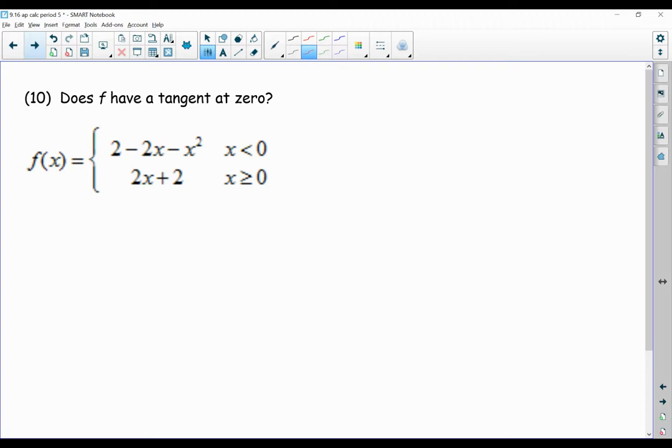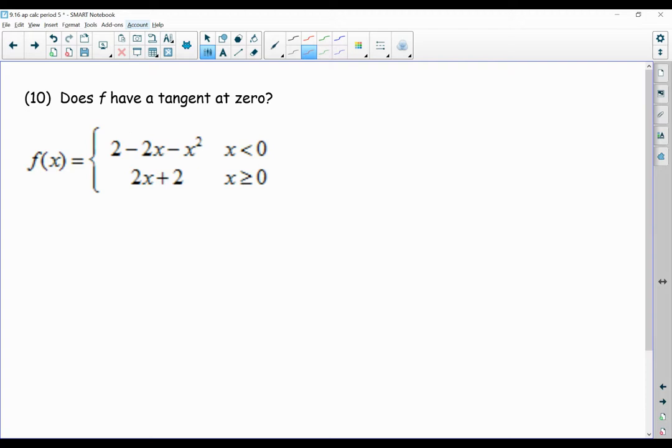Okay, does f have a tangent at 0? First, this is a piecewise function. Here's what I need you to remember. A tangent line has an instantaneous rate of change. Instantaneous rate of change is a limit. How do you know a limit exists? The limit from the left has to equal the limit from the right.